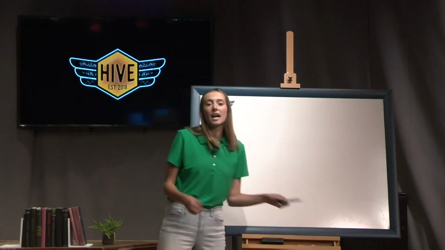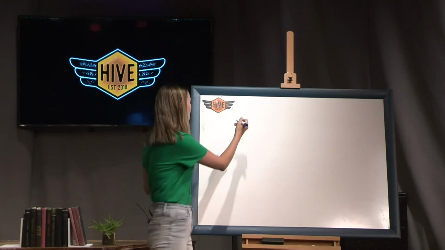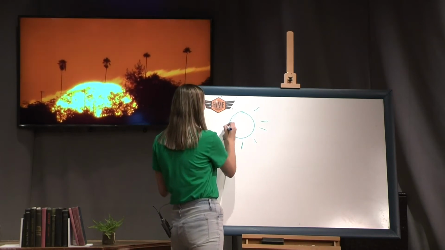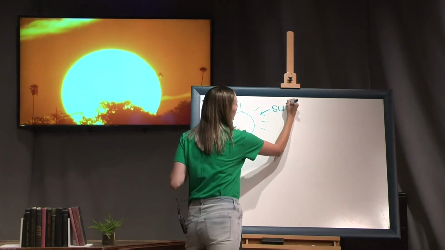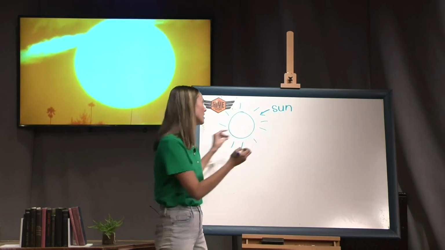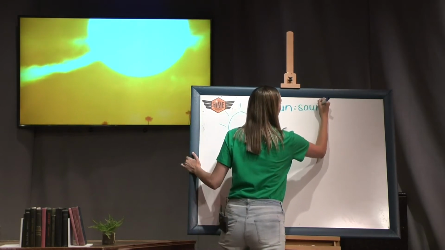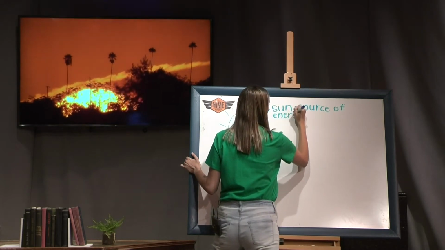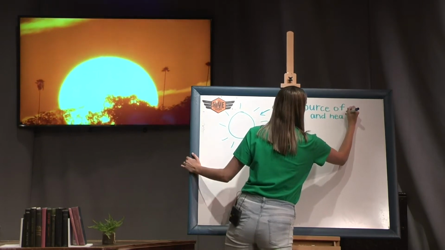So the sun, we're going to come to the board, and if you want to draw along with me, you're welcome to. So the sun comes out, so we're going to draw a sun. Here's my pretty sun, and let's just label it sun. And the sun is the source of energy and heat. So you're going to do this, and I'm just going to write source of energy and heat. So that's what makes the water cycle go.